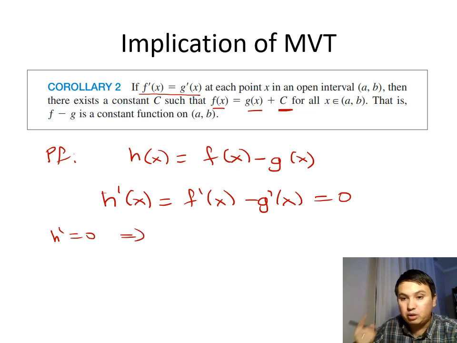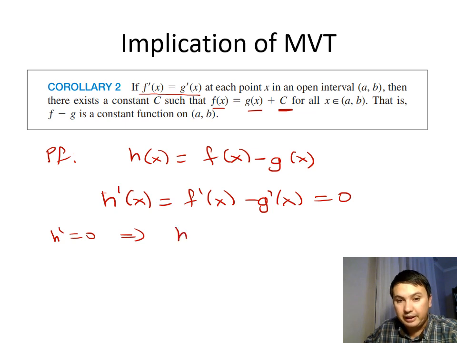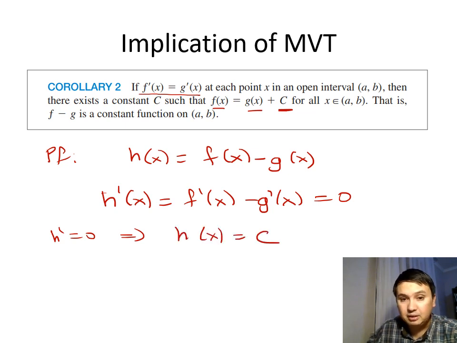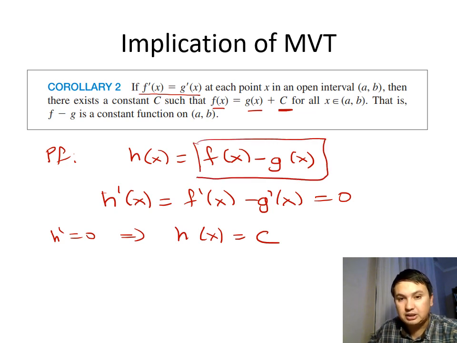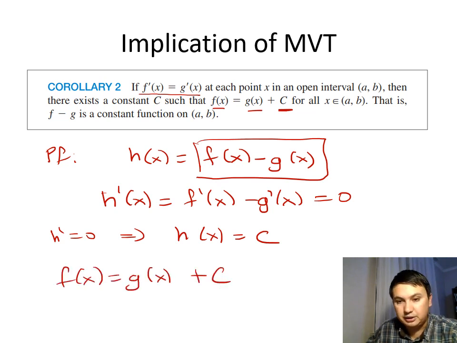But then corollary one in the previous slide says if h prime is 0, then h must be a constant. If h is constant, now you remember what your h was. It's f of x minus g of x. So it means f of x is equal to g of x plus a constant. This will be, in fact, an important result when we start discussing integrals. So better to remember.